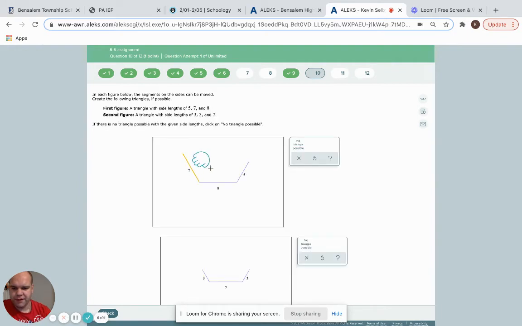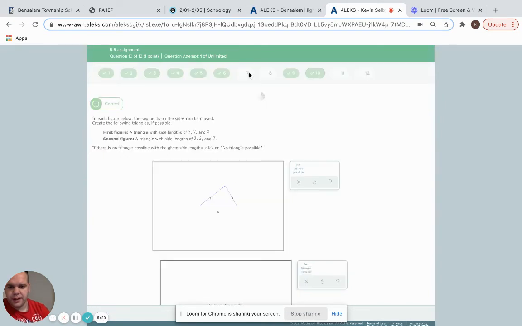We've got 5, 7, and 8. These are going to work because remember 5 and 7 added together equal 12. All right. And then we've got 3, 3, and 7. 3 and 3 added together is going to be 6, which means it's going to be too short because that is less than 7. So no triangle possible for that one.